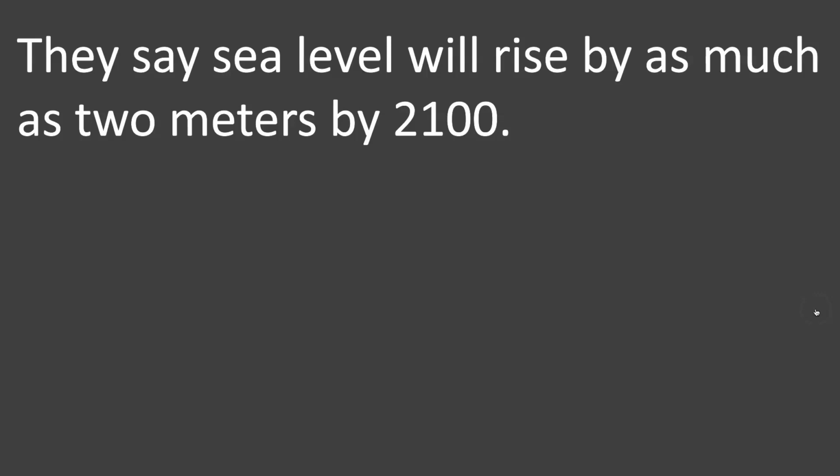Okay, I have here another example. They say sea level will rise by as much as 2 meters by 2100. Let's look at this sentence. This sentence on your screen is grammatically correct, but it is still unclear. Here's why. Who says sea levels will rise? Can you guess? We can anticipate that they can be scientists, they can be weathermen, or they can be sailors. So this sentence doesn't tell you who they are.